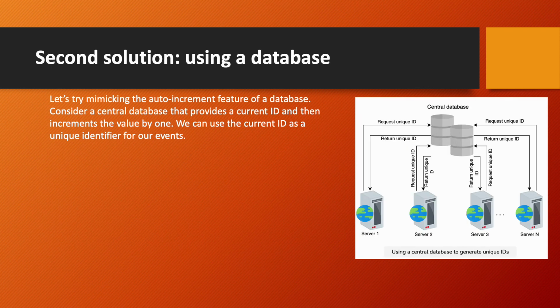The second solution could be using a database. Let's try mimicking the auto-increment feature of a database. Consider a central database that provides a current ID and then increments the value by 1. We can use the current ID as a unique identifier for our events. So as you can see in the diagram, there is a central database, and each of these servers are making requests to those databases, asking for a unique ID, and the database generates those unique IDs and returns them independently.